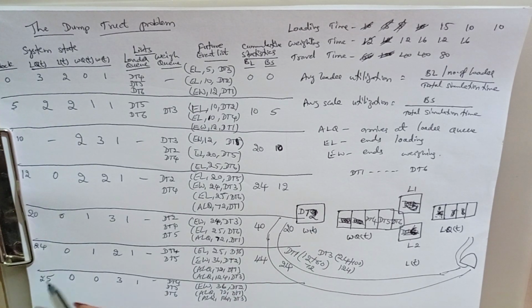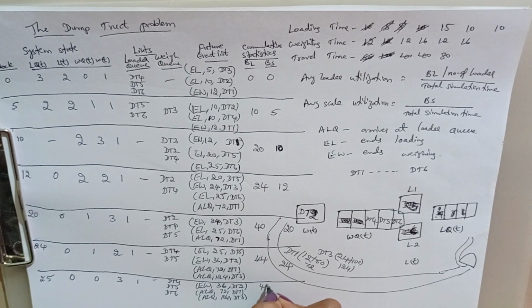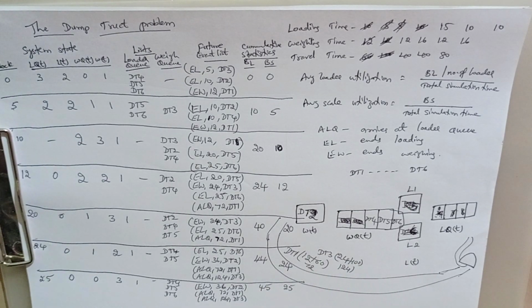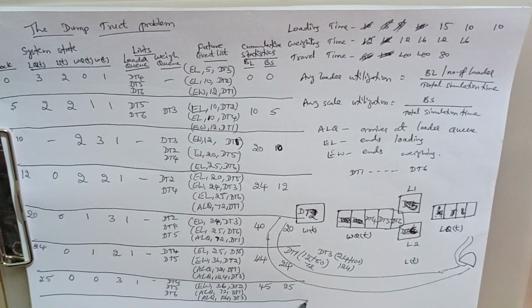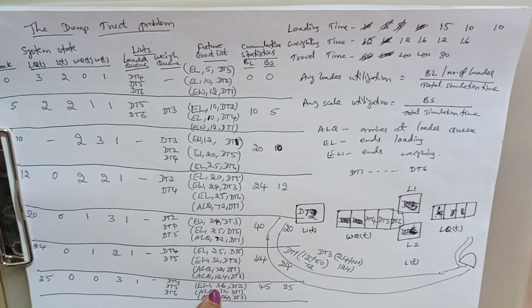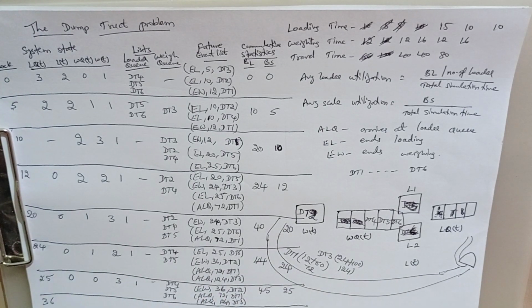Now when we see the statistics 24 to 25, 1 minute one loader is busy. So 1 plus 44, 45, 1 plus 24, 25. The next time advancing to 36. The next time is 36. So clock advances to 36.